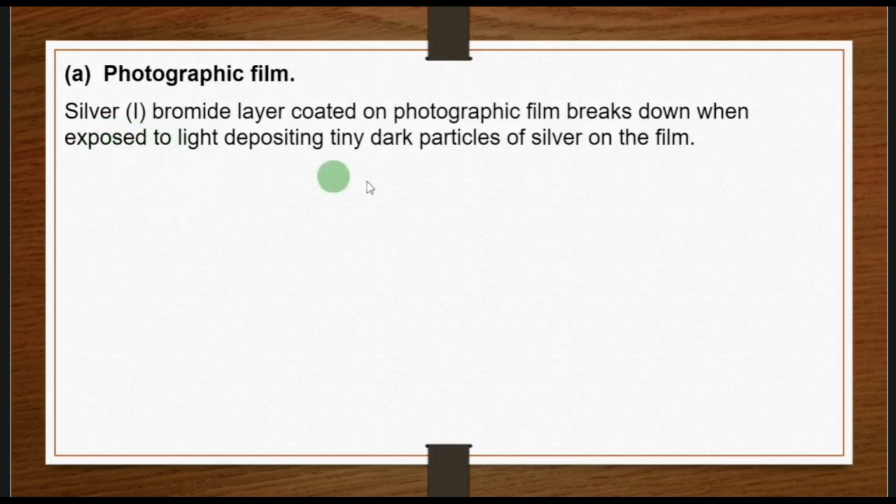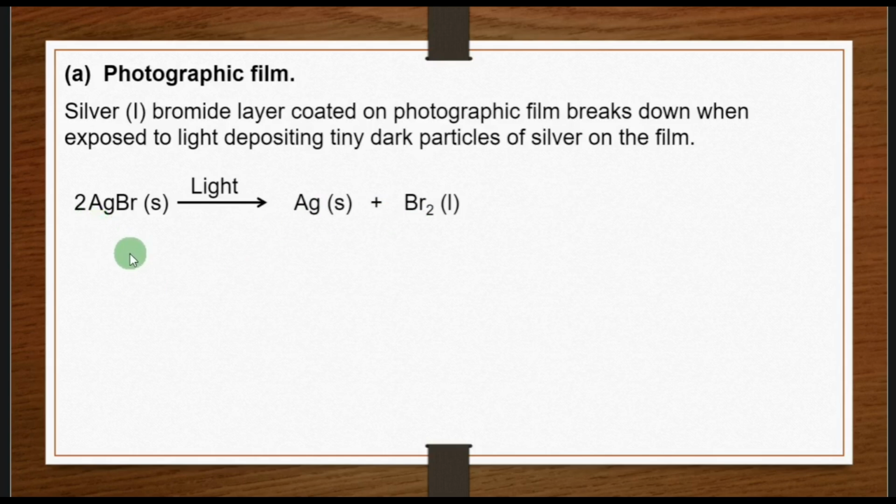When it splits, this is what happens. Silver bromide, as it splits because of light, gives us silver plus bromine. We balance the equation by putting a 2 there, and also a 2 here.